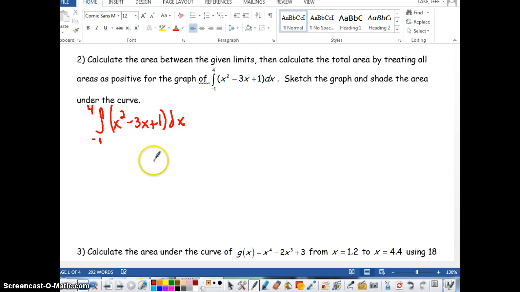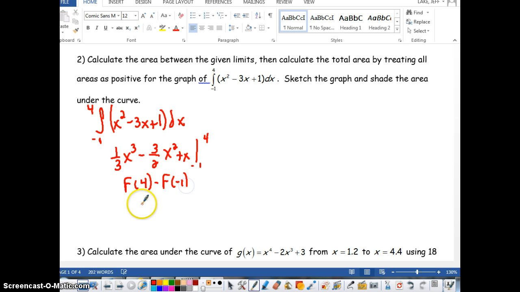So when I do that, I'm going to add 1, and I'm going to end up here with 1/3 x to the third, add 1 to the 2, divide by, go all the way down the line, 1/3 x to the third minus 3 over 2 x squared plus x, and we're going to do this from -1 to 4. When you do that, you plug it in, you do the f of 4 minus the f of -1, and your answer here comes out to be 4.167. So that's the first part of it.